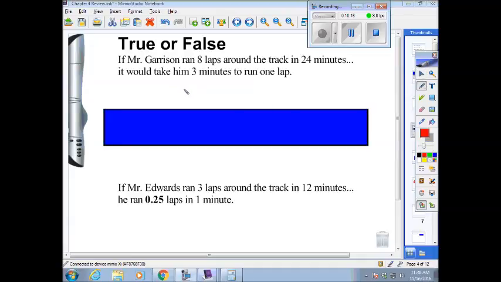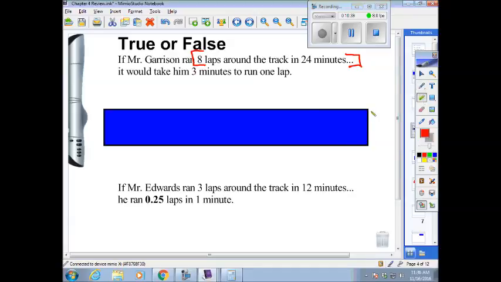So this one here, guys. This is that one. Remember that question that had multiple answers? Number 15, I think, on the formative. This is like that one. There's a couple ways you can do it. It says if Mr. Garrison ran 8 laps around the track in 24 minutes, it would take him 3 minutes to run 1 lap. Now, there's 2 ways to do this.